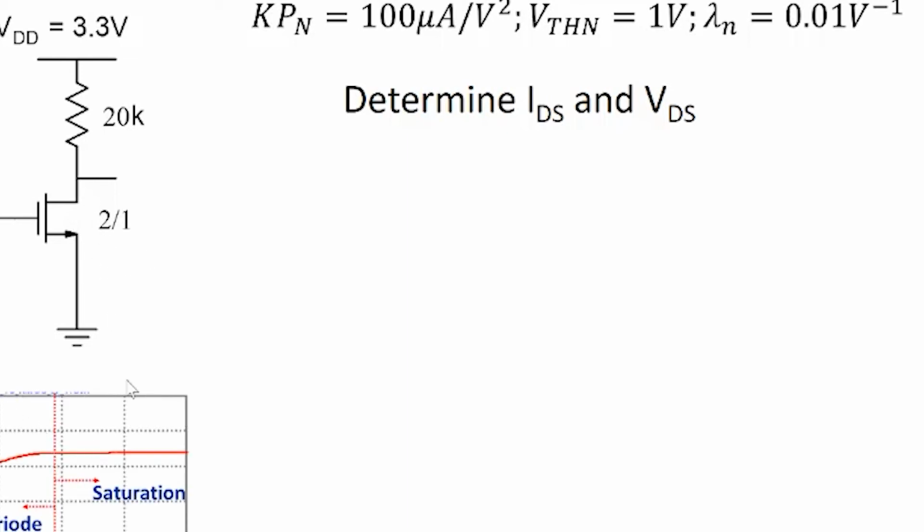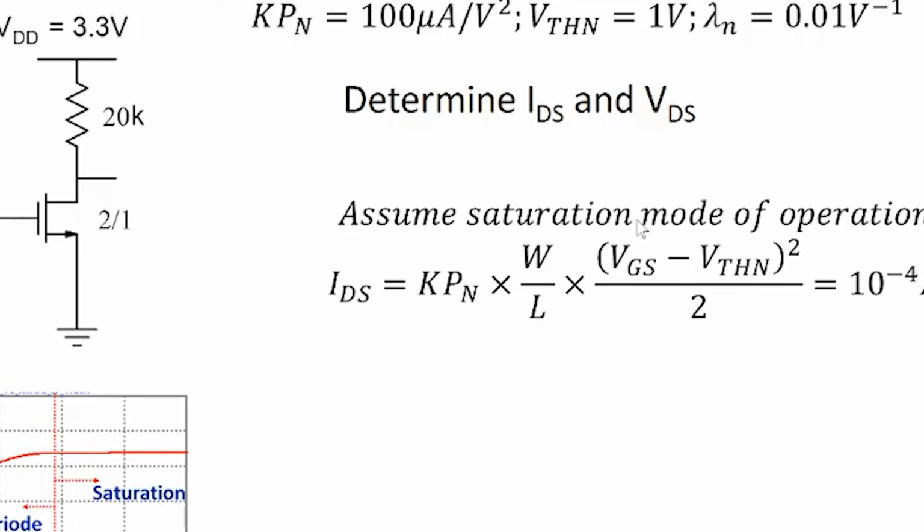So the problem again is: is my transistor in saturation or triode region? Given this, we don't know the value of the drain to source voltage here, and therefore it's hard to figure out whether the transistor is in saturation or triode. So what we do is we assume. You have to start by assuming either linear or saturation, okay? Let's assume saturation mode of operation.